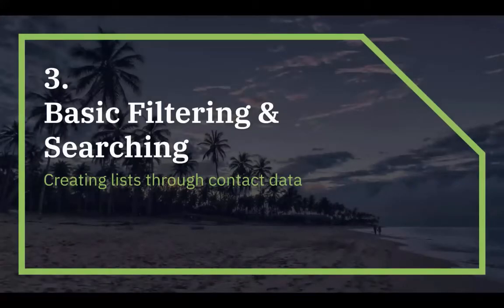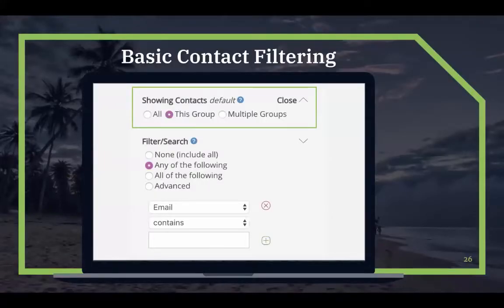So let's dive into the basic filter and searches now that you know where to find this area. Along the left, whenever you see the basic filtering, by default, it's going to show the contacts within the current group. You can show all contacts. Otherwise, you can use the multiple groups option to manually select the specific groups that you want to include.